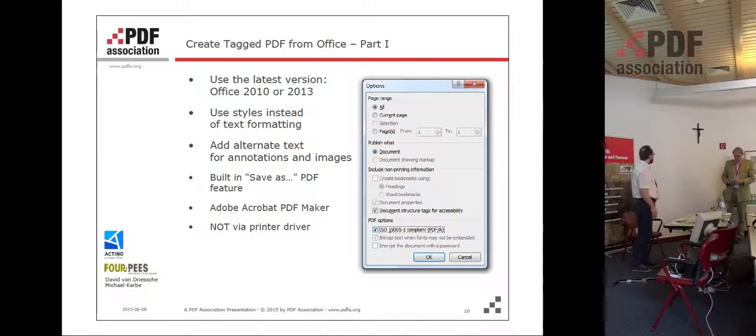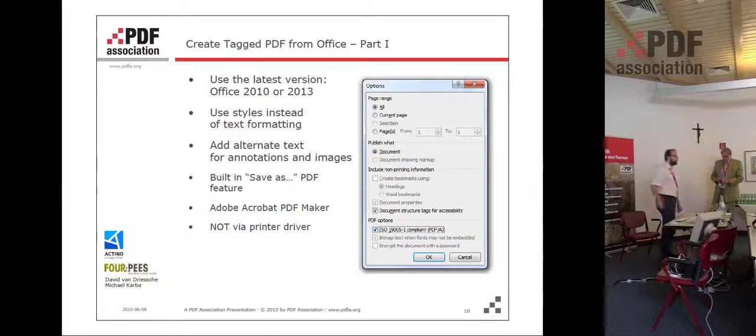And that's for the validation part. So the next part is then, how do you convert these files, or how do you create a correct PDF UA file to begin with?